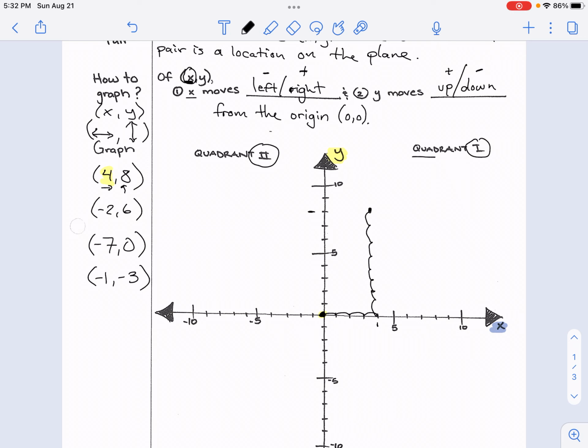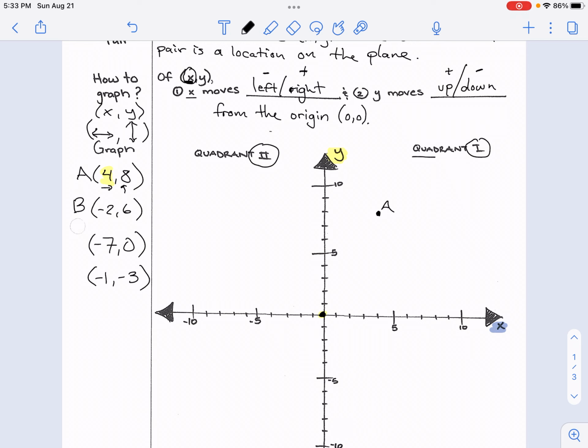You know what? Let me get rid of these directions because we're going to have a lot more points. All right, but it is right here, where 4 is on the x-axis and +8 is on the y-axis. That's essentially what we're finding there. And we can label that point. Let's just label this point A. Okay, next one, we'll label this point B.